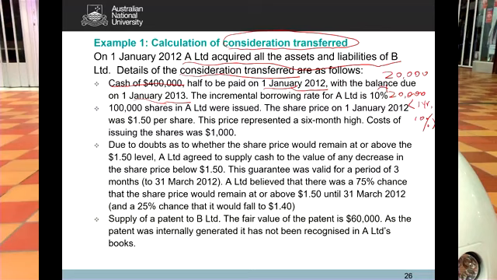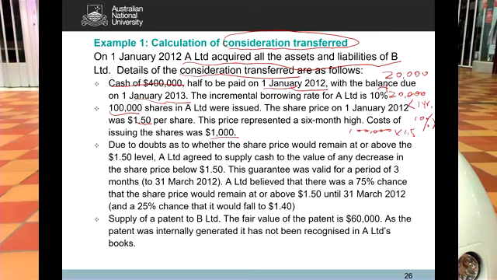What else? 100,000 shares, and the share price today is 1.5. So that's 100,000 shares times 1.5. That will be the shares they offer. But there is another thing. The price represented a 6-month high, so we don't know whether the price will drop. The cost of issuing the shares was 1,000.